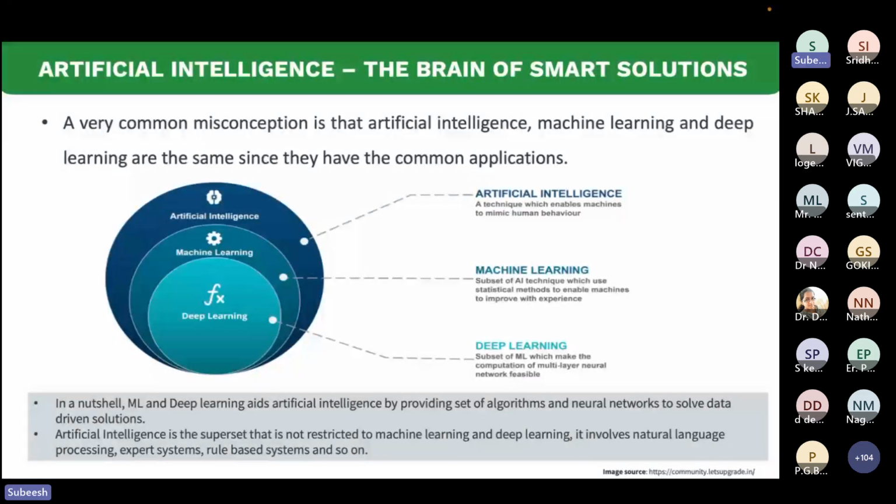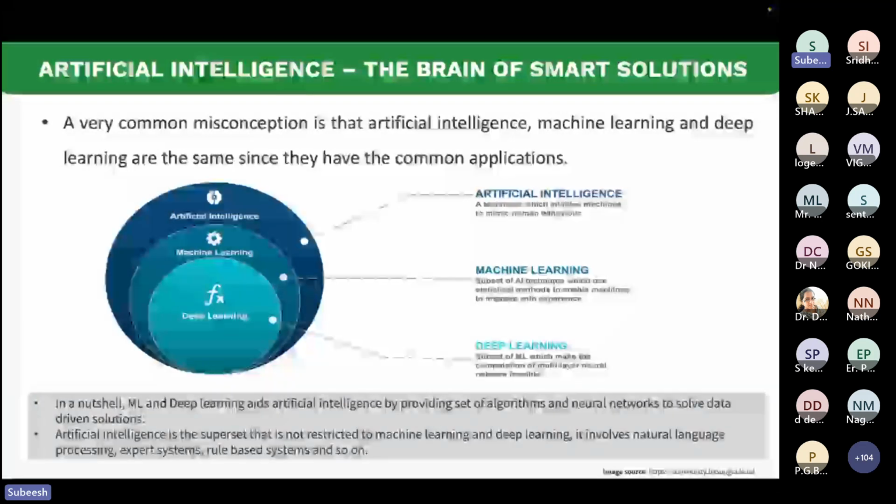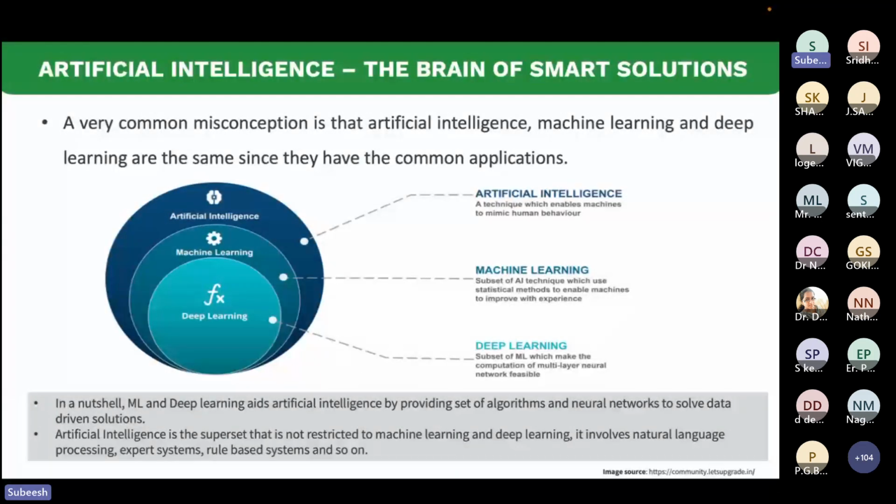So this is basic again: artificial intelligence, machine learning, deep learning. What is the difference? AI is a superset of all this, with techniques that enable machines to mimic human behavior. Machine learning is a subset of AI. We have statistical methods to enable machines to improve with experience. And when you talk about deep learning, it purely talks about neural networks.